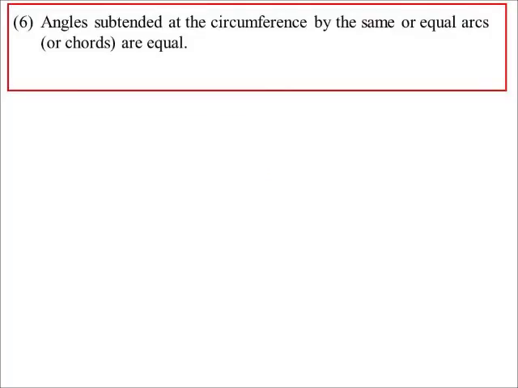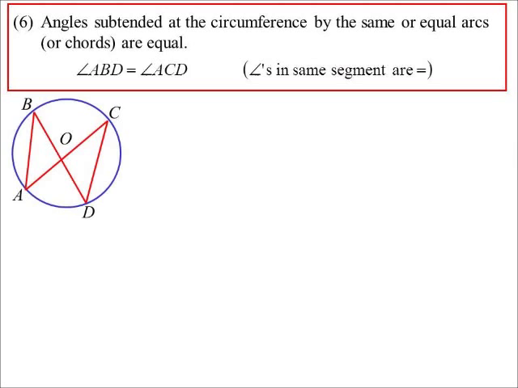Now, let's do this one. Angles subtended at the circumference by the same or equal arcs, or of course it would be chords, because again, remember, endpoints of a chord or an arc are the same 2 points, so they could subtend to a third point, are equal, which is a mouthful. So I tend to just write angles in the same segment, because if you imagine the chord there, we're saying if the two angles end up in the same segment of the circle, then they're going to be equal.